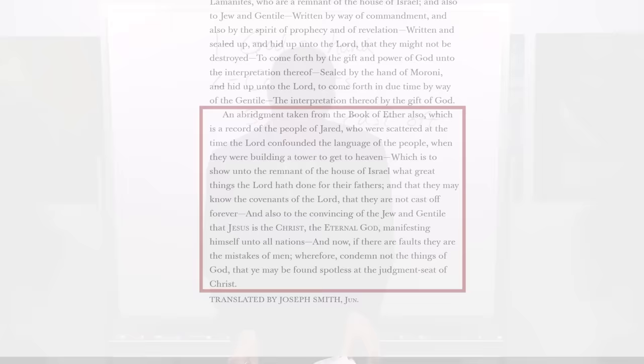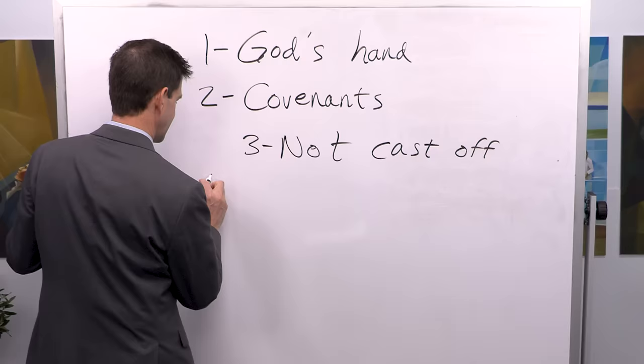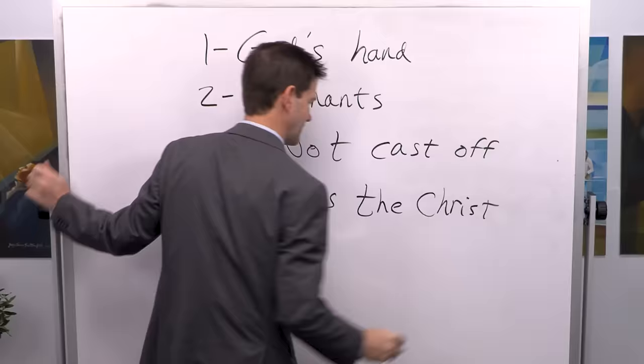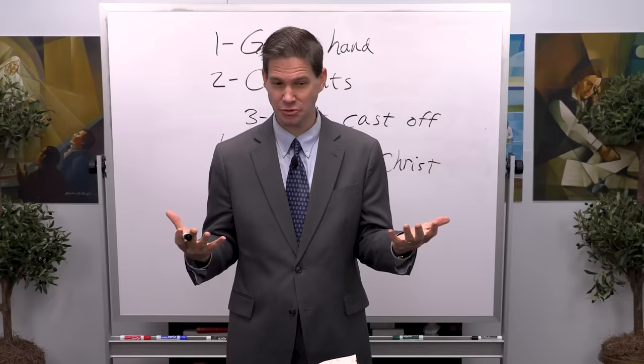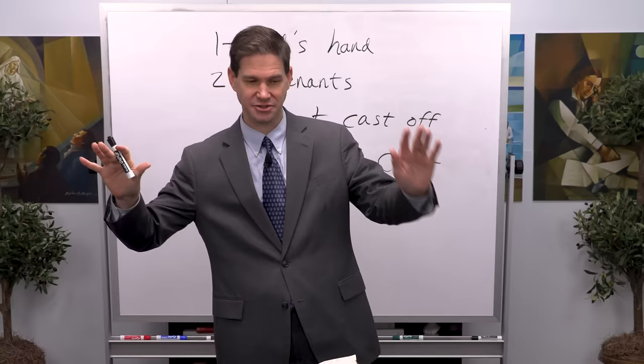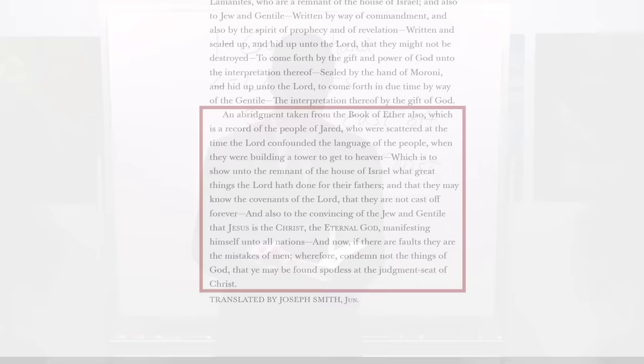Then you'll notice the fourth reason, and also to the convincing of the Jew and Gentile, that's everybody, that Jesus is the Christ, the eternal God, manifesting himself unto all nations. This is so beautiful that the reason we need the Book of Mormon is to help convince Jew and Gentile that Jesus is the Christ, the Son of God, and that he manifests himself to all nations. This is a beautiful element of the Book of Mormon as this second witness to the Bible, that it's not just for the Jews in Jerusalem or in the Old World, it's also for scattered Israelites and those who are with them in the New World, and then in our latter days, that message now goes to both Jew and Gentile. Notice how he concludes this.